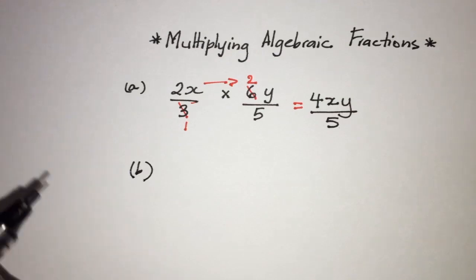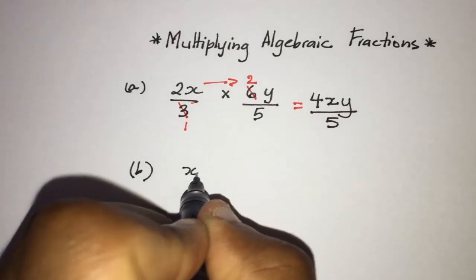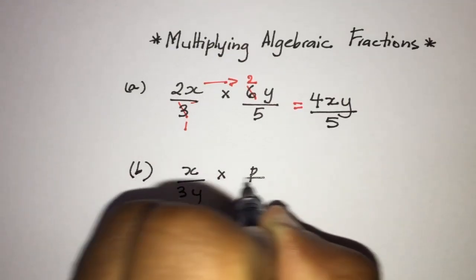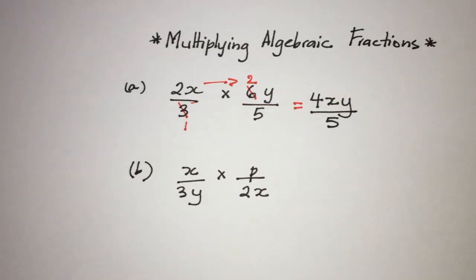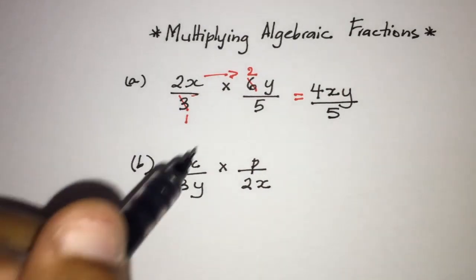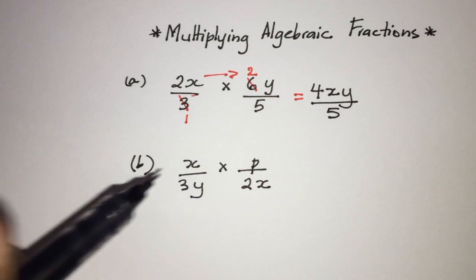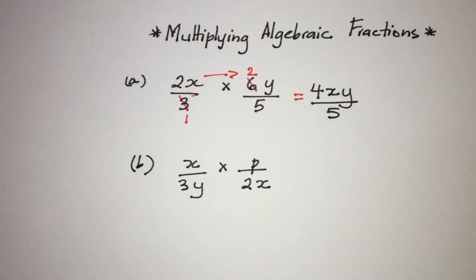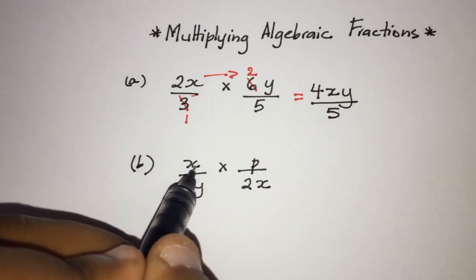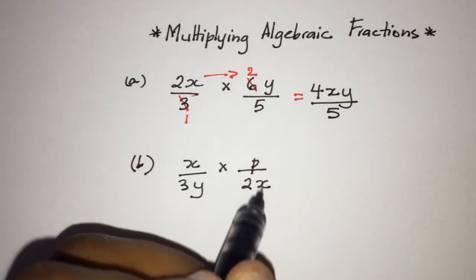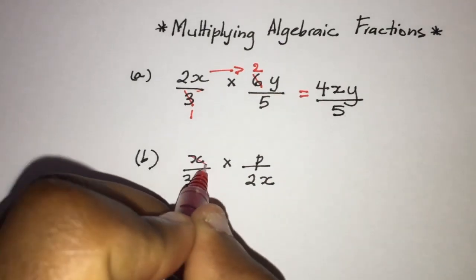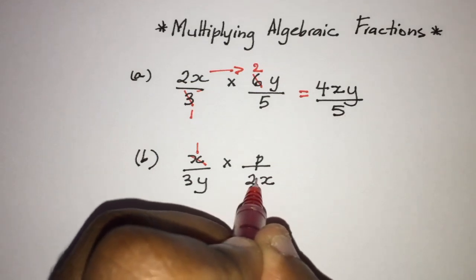Let's look at another example. We're going to work with x over 3y being multiplied by p over 2x. Let's check the fractions vertically. There's nothing common between x and 3y, and there's nothing common between p and 2x. We've done our vertical check. Let's look at the diagonal check. Oh, I see x is common with this 2x down here. So straight away I can reduce those. x into x goes 1, and x into this 2x goes 2.